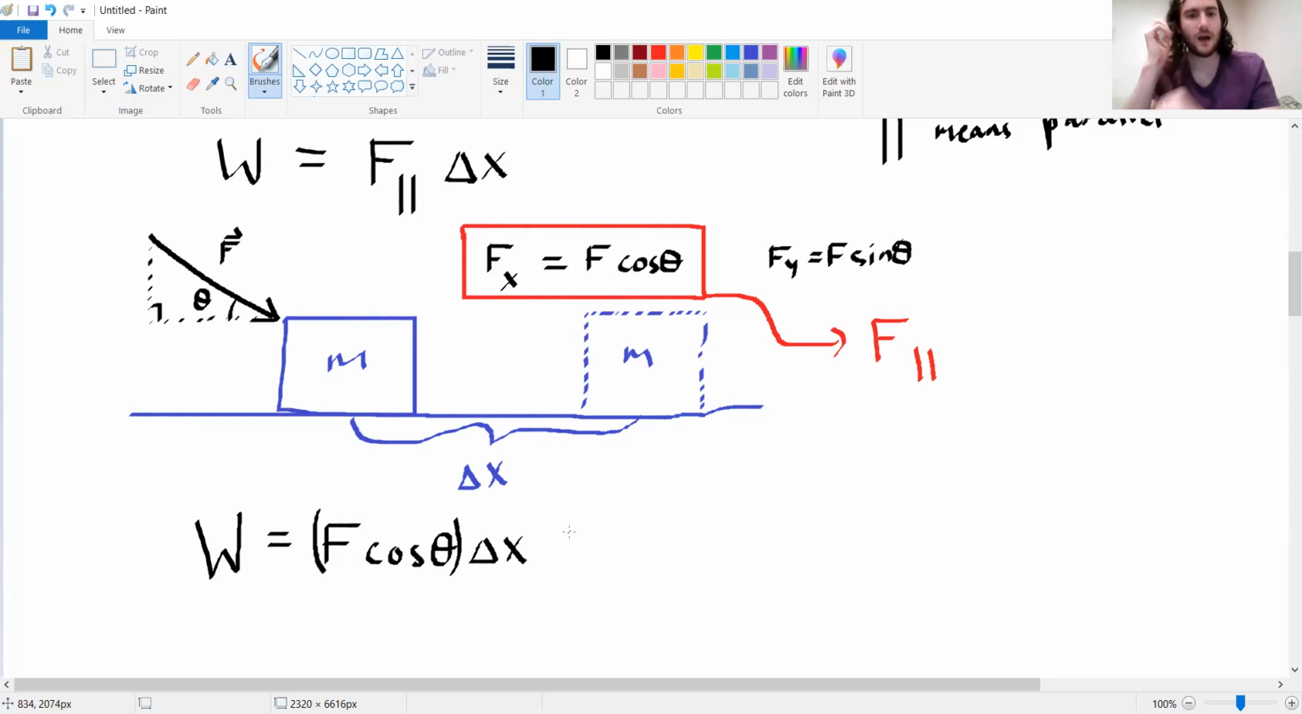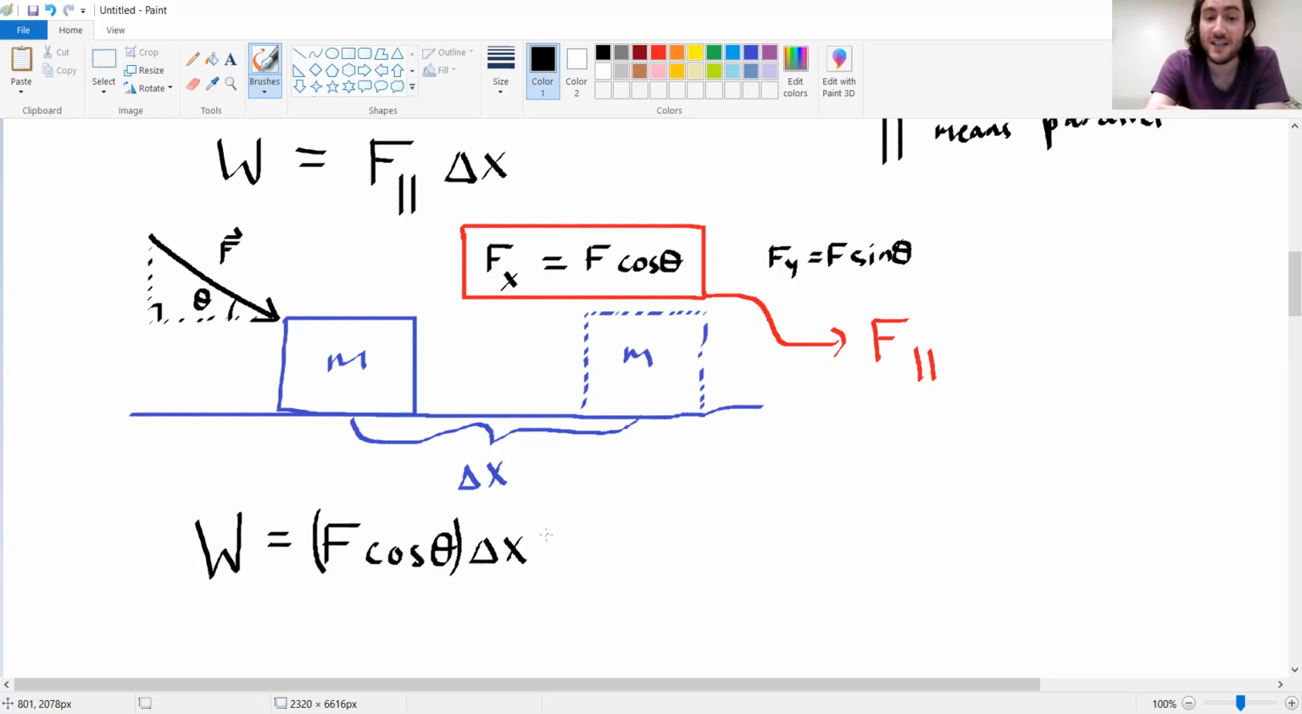Okay, and so now we've got just a couple cases. So if we apply a force in the direction that the box is going to be displaced in, then we just have F times delta x. But if we apply a force at an angle theta, well, then we can use this formula here, F cosine theta, to get the parallel component and then multiply by that displacement delta x.